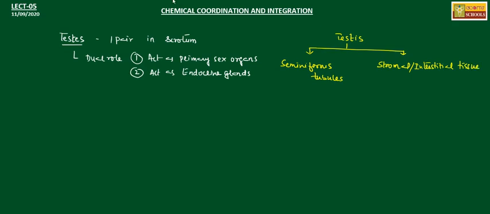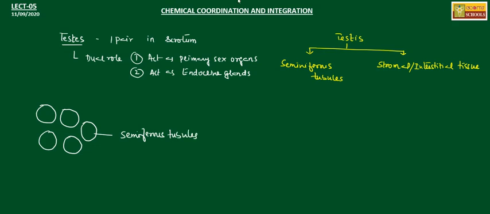Okay, so when we see the transverse section, we can see here these are seminiferous tubules, and in between the seminiferous tubules we will find cells that form the interstitial cells. So these are all interstitial cells which are present between seminiferous tubules, and together they form interstitial tissue. Inside these seminiferous tubules there will be formation of sperms, and outside the seminiferous tubules, that is filled with the interstitial tissues, they are responsible for production of some hormones.